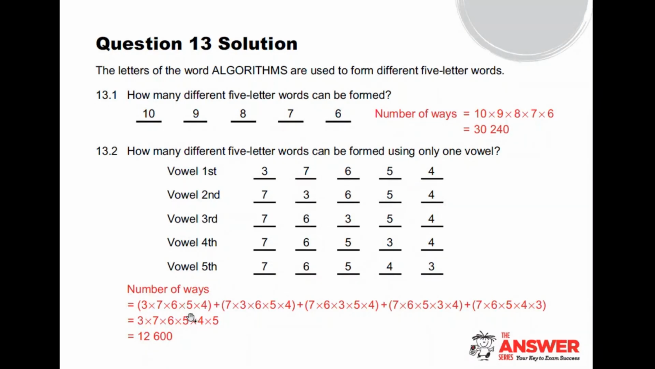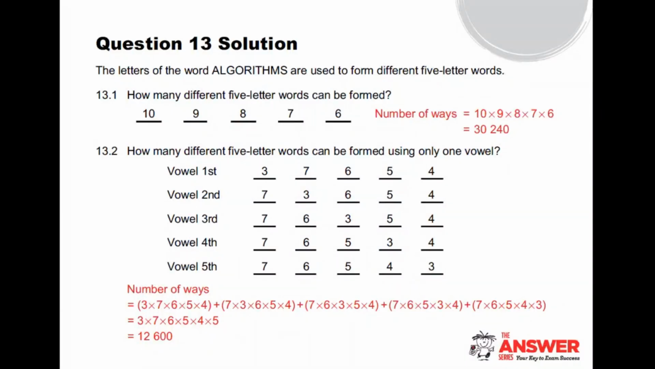And I've written it out all the long way. It's 3 times 7 times 6 times 5 times 4 if it's in the first slot. 7 times 3 times 6 times 5 times 4 in the second slot, and so on for the third, fourth and fifth slots. But when you multiply, what do you know about all these terms? They're all going to give you the same answer, because when you multiply, it doesn't matter what order you multiply them in. So it's exactly that times 5.